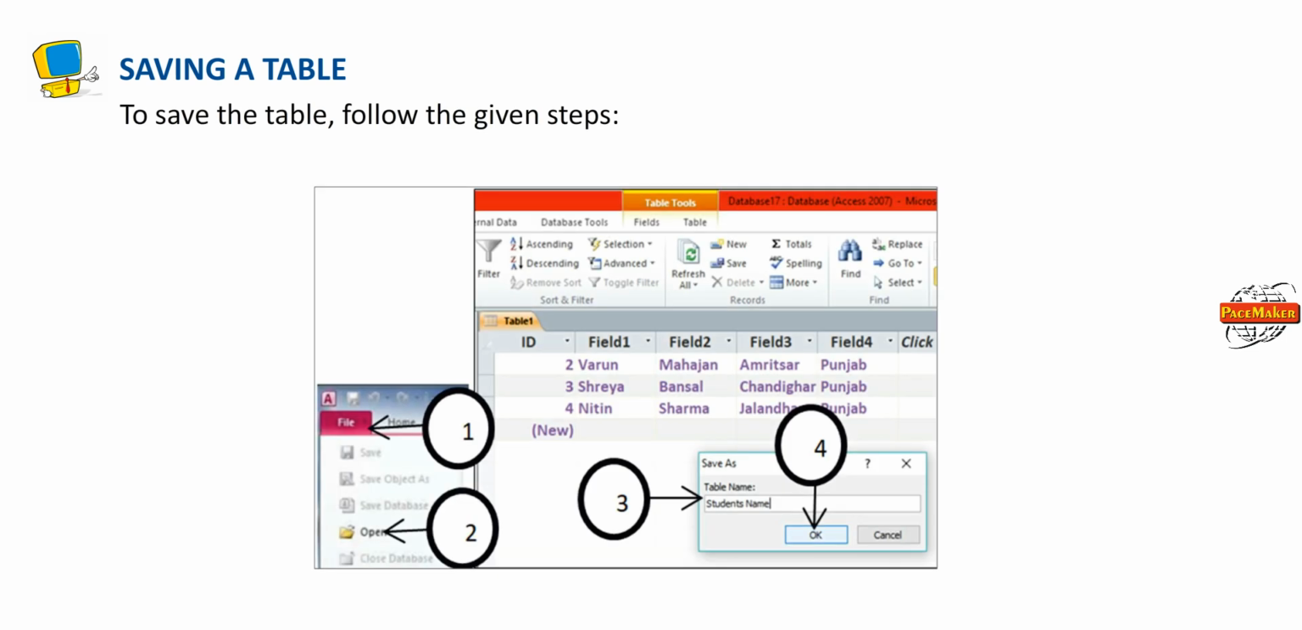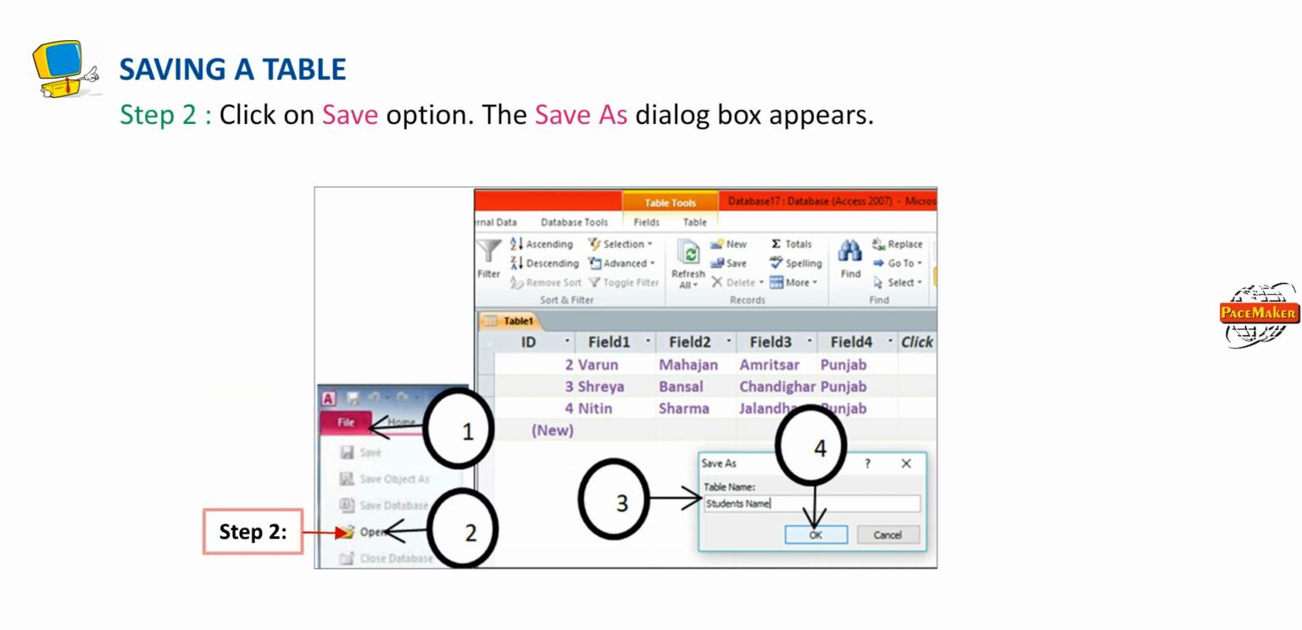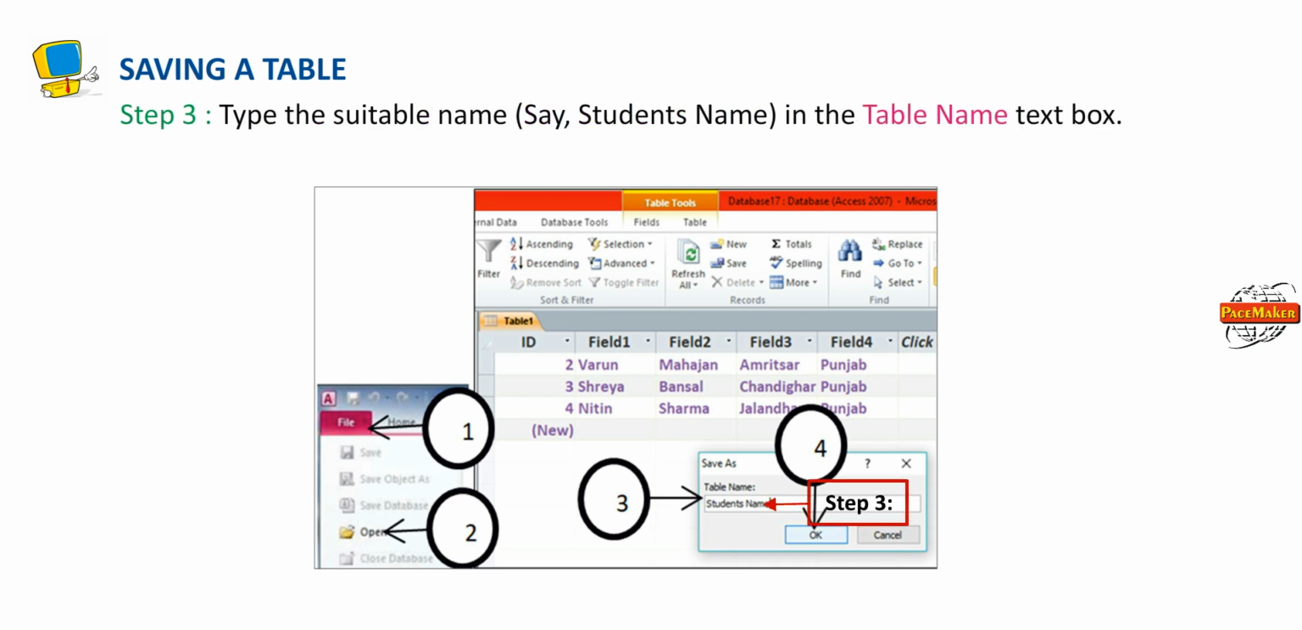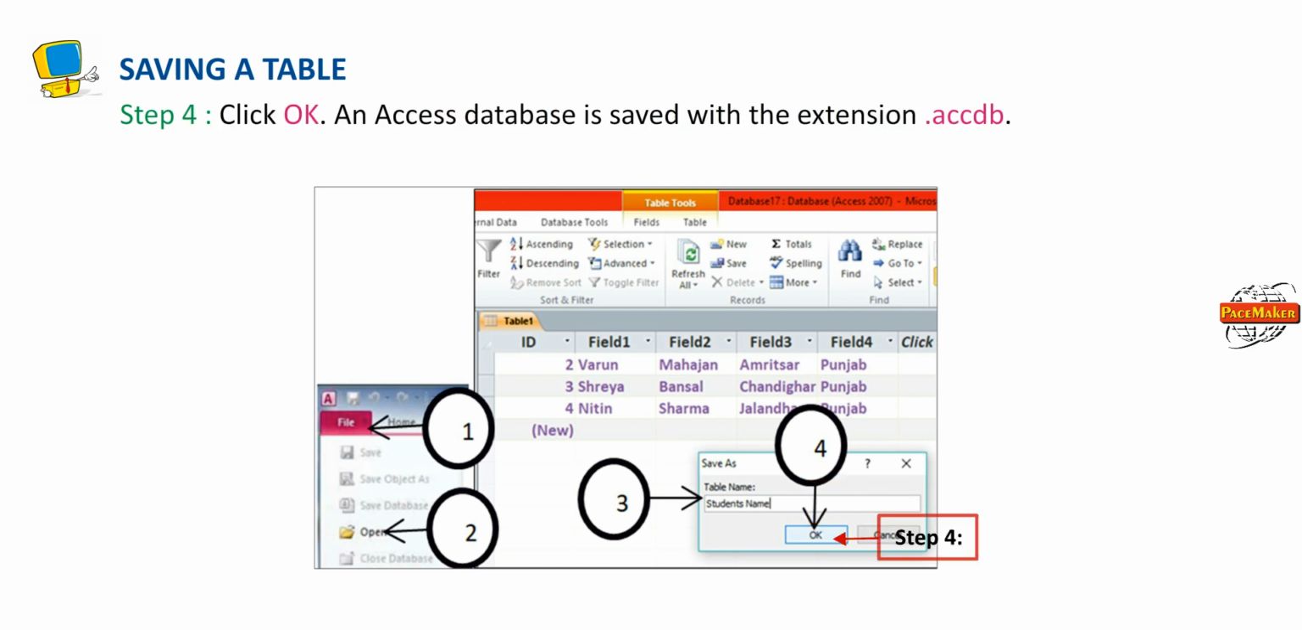Saving a table. To save the table, follow these steps. First, click the File tab. In Step 2, click on Save option. The Save As dialog box appears. Type the suitable name, say Student's Name, in the Table Name text box. In Step 4, click OK. An Access database is saved with the extension .accdb.